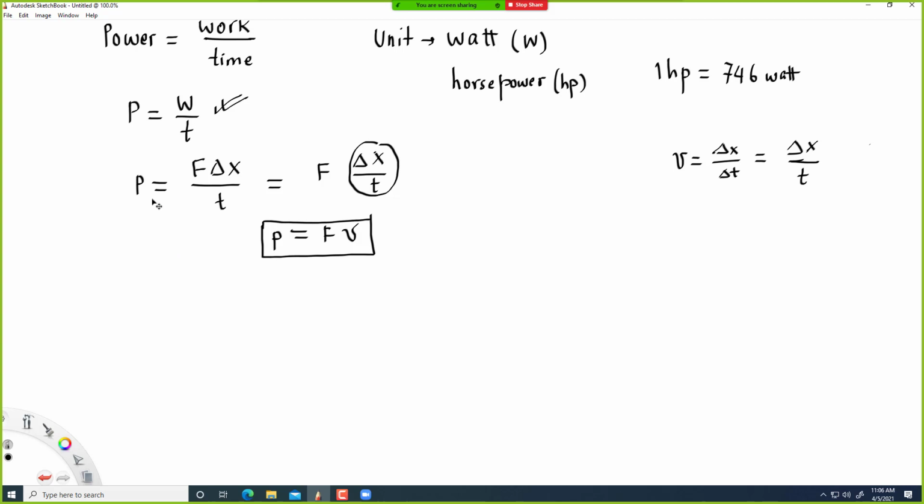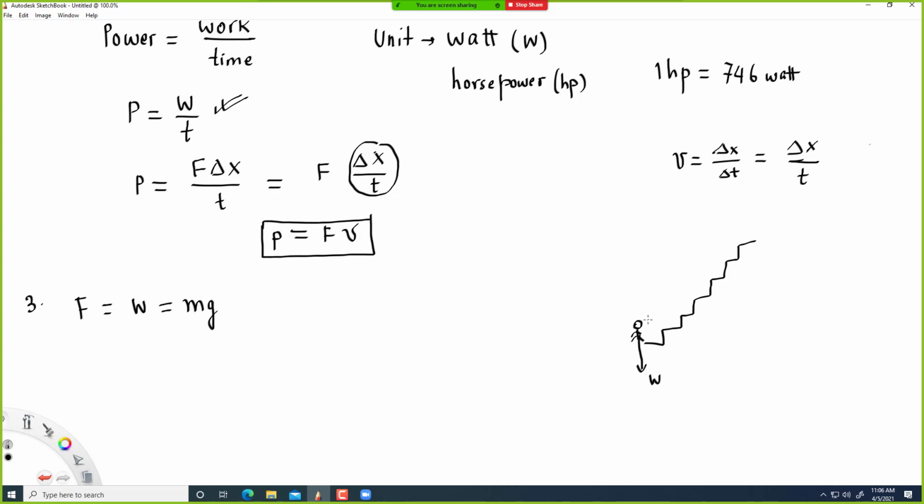A 60 kilogram jogger runs up a long flight of stairs in 4 seconds. The vertical height of the stairs is 4.5 meters. So whenever a person climbs stairs, the person is exerting force against his own weight. Weight is trying to pull him down, but in order to climb, the person has to overcome that weight. So here, the force applied by the person is his own weight, or you can write mg.